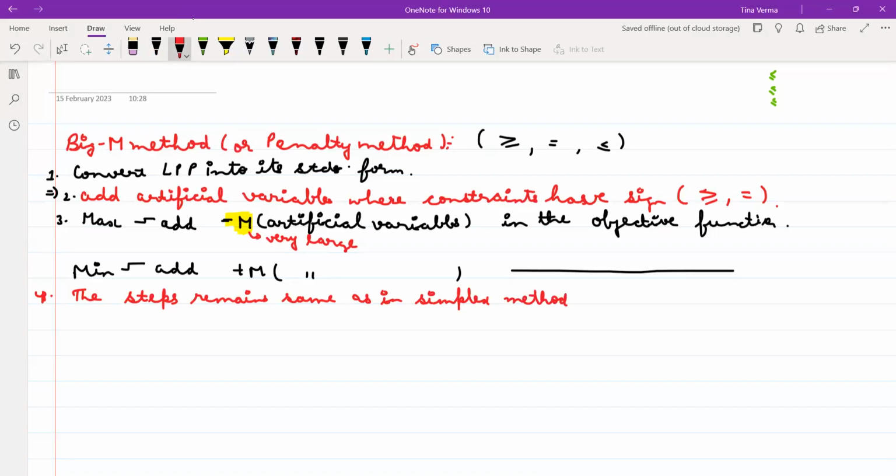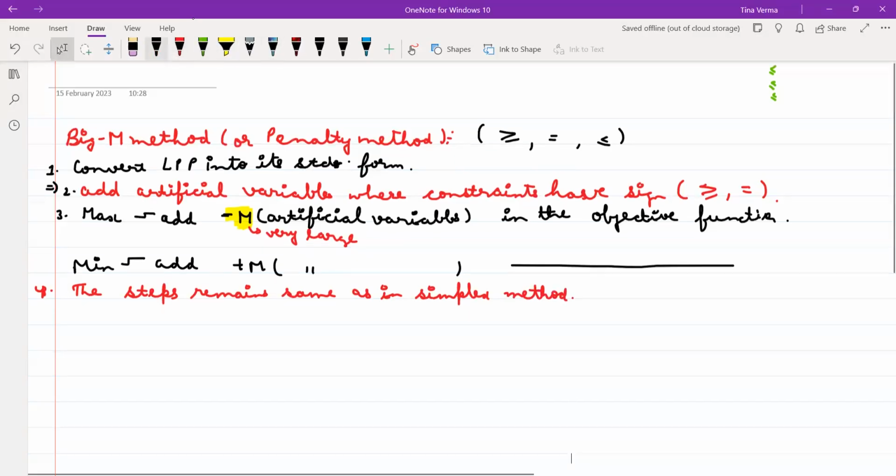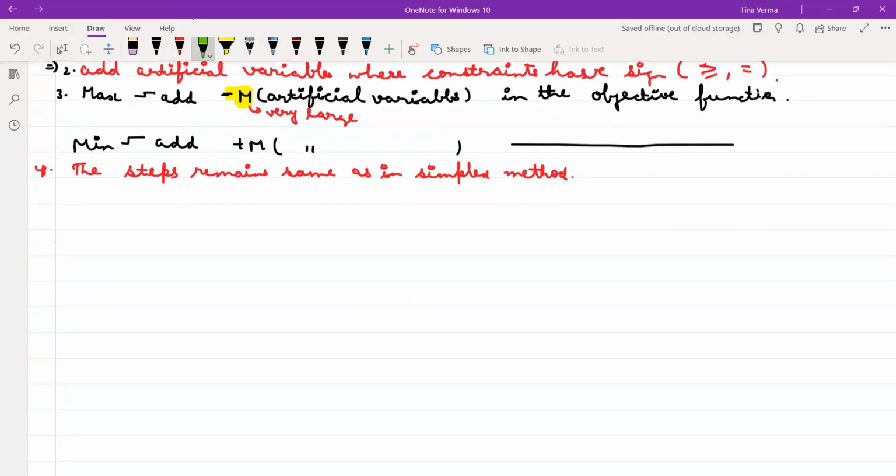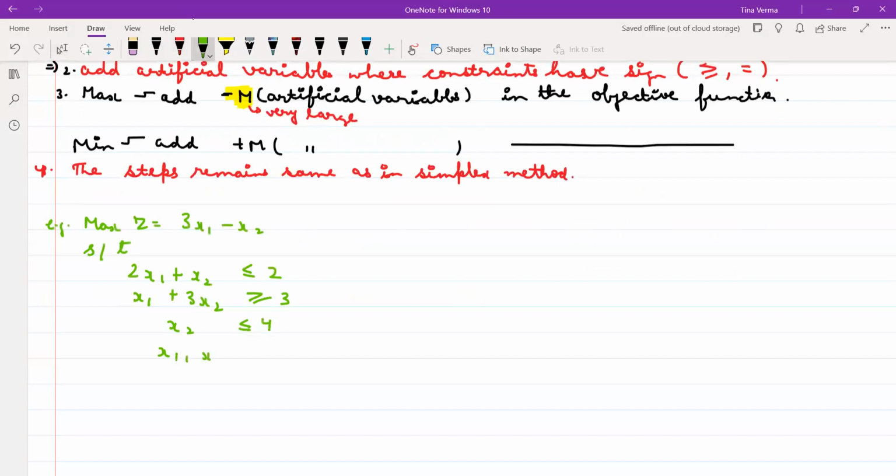So we are starting with an example, right? Suppose the example is: maximize z equal to 3x1 minus x2, subject to the constraints 2x1 plus x2 less than or equal to 2, x1 plus 3x2 greater than or equal to 3, x2 less than or equal to 4, and x1 and x2 are greater than or equal to 0.